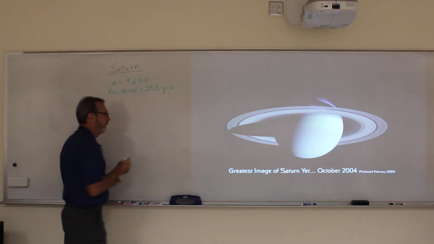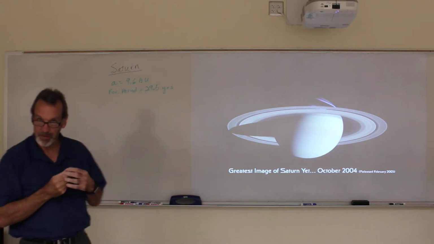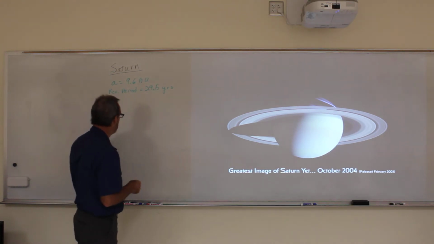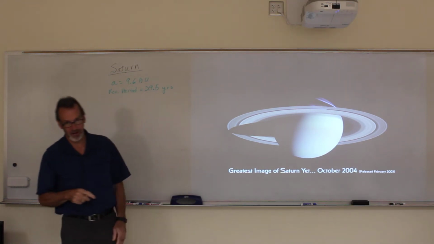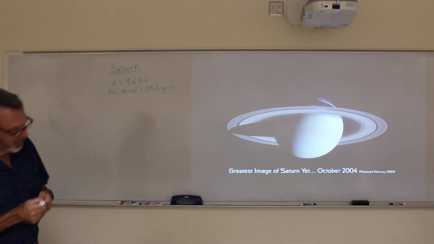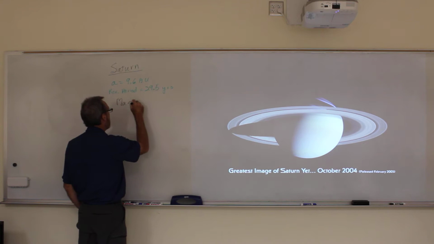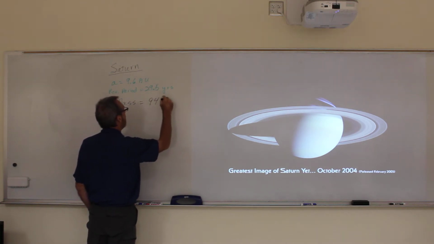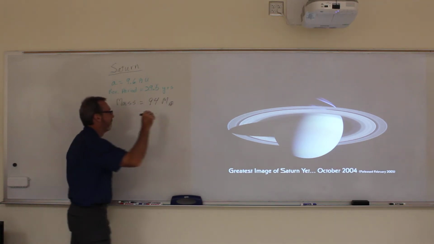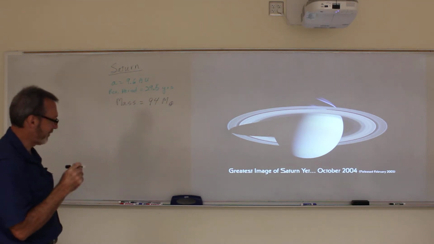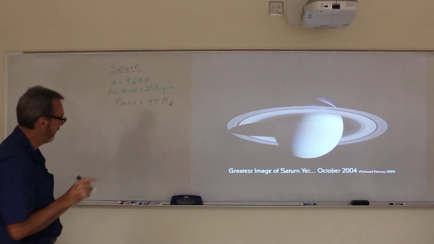So most of you students have not lived one Saturnian year yet. You have to reach 30 years old before you're one Saturn year old. The mass of Saturn is 94 times the mass of the Earth. Remember, Jupiter was 320, so mass-wise, Jupiter is about 3 times more massive than Saturn.